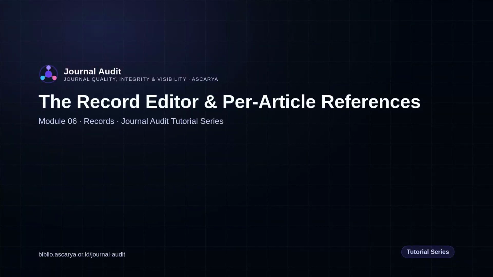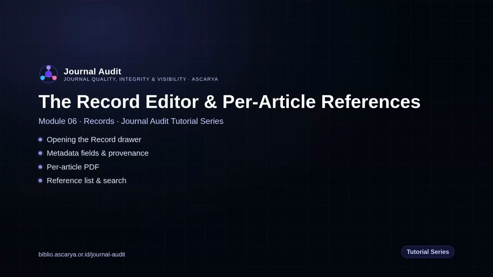After the batch actions of the previous module, this one descends to the audit's smallest unit, one record, one article. We open the editor drawer, read every metadata field together with its provenance, attach a PDF, then manage that article's own reference list. One principle governs the whole space. Human corrections rank highest and are never overwritten by automated data.